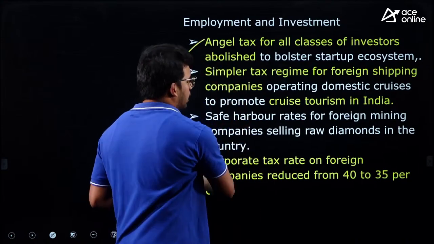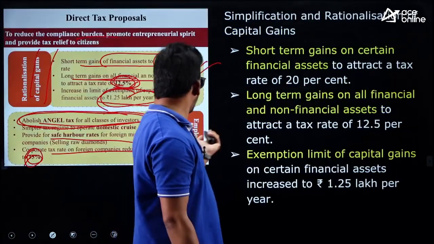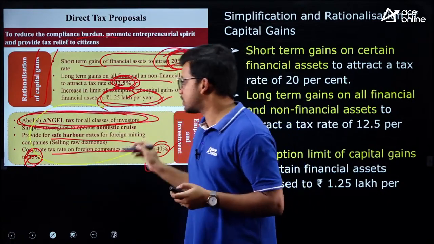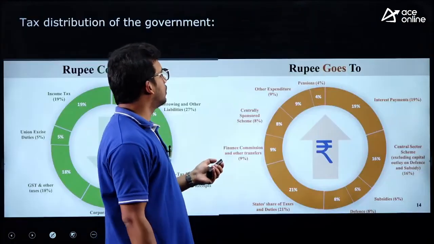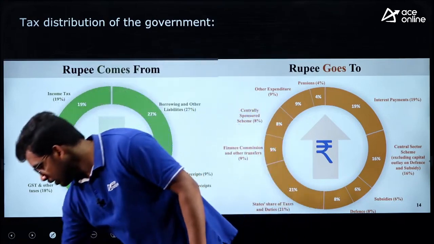Angel tax, this we have already discussed, 40% to 35%. We have discussed it already, this is the same point here in the explanation, fine. So that is the important tax benefit.